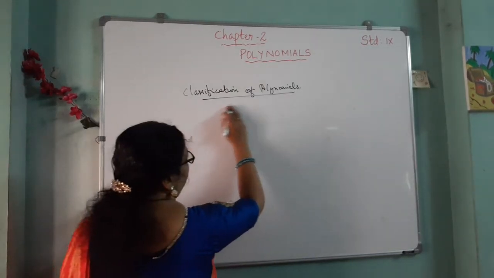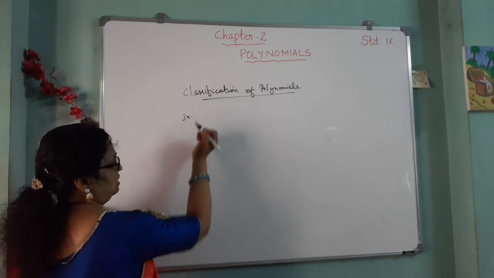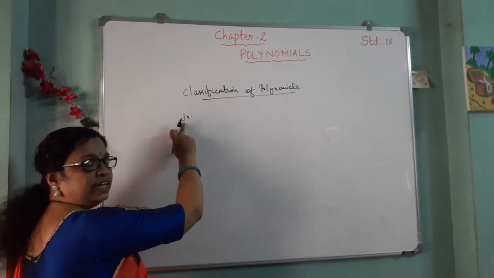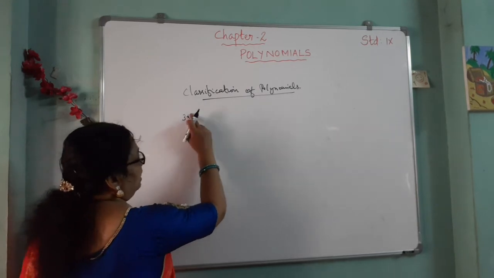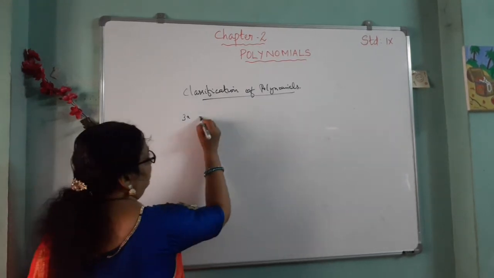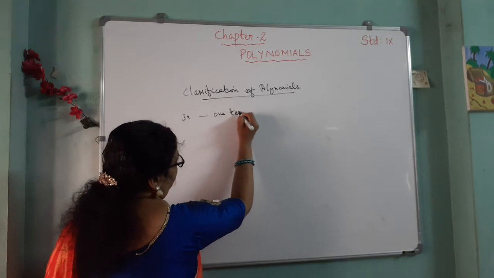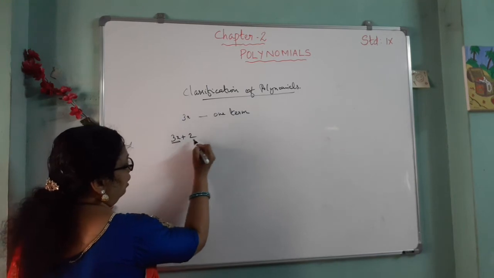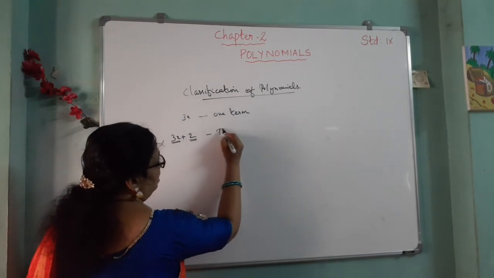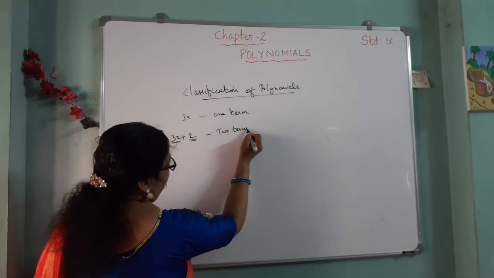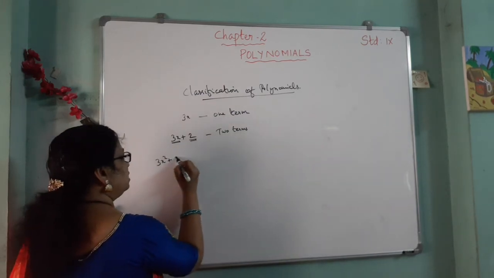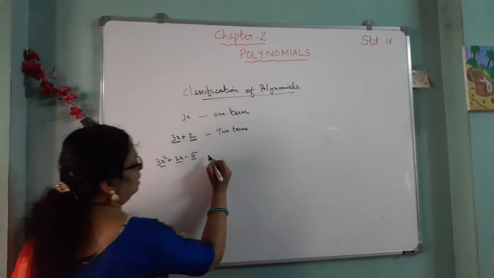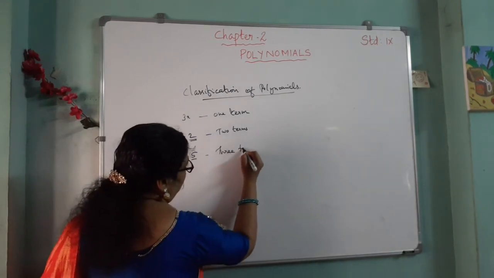Then classification of polynomials. 3x is a polynomial of variable x and the coefficient of x is 3. Then 3x, only 3x, so here it has only one term. Then 3x plus 2, so here one term, here one term, so it has two terms. Then 3x square plus 2x minus 5, here 1, 2, 3, 3 terms are there. So these are 3 terms.